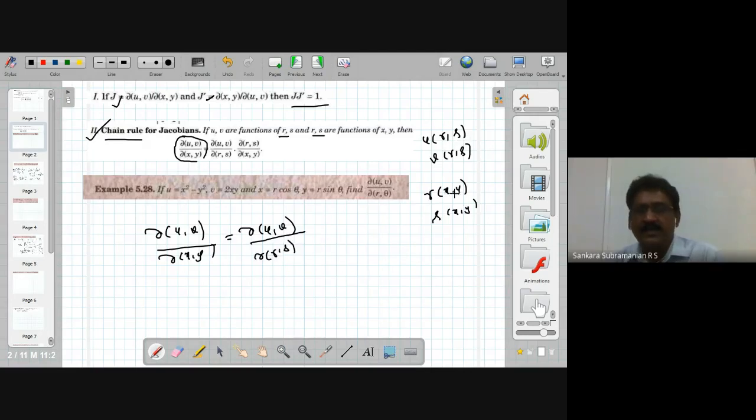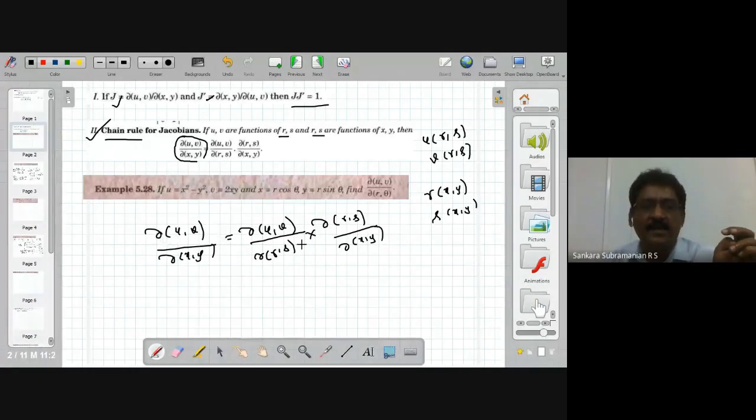Then R and S are functions of x and y. Therefore, find the Jacobian of R and S with respect to x comma y, because R and S are functions of x and y. So multiplying these two, you will be getting this. In other words, it must be like a cancellation property, but you don't actually cancel it.